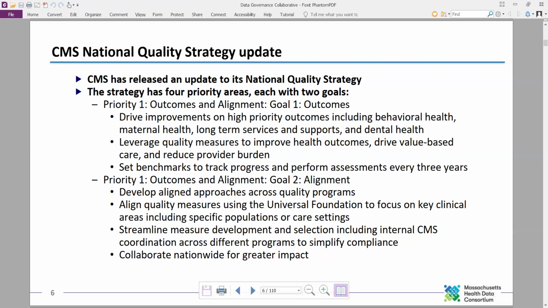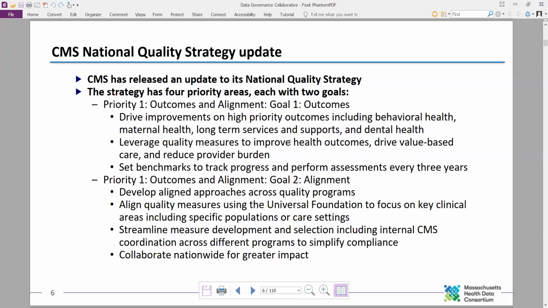And then you can look at the document, which is linked on the last slide, for more specifics and to get into more detail. So the first priority is called outcomes and alignment. Each priority has goals, and they literally just put the goals together. So it's goal 1 and goal 2 is the name of the priority area. I don't know why they decided to organize it that way rather than just have 8 goals, or 8 priority areas, but they did what they did.